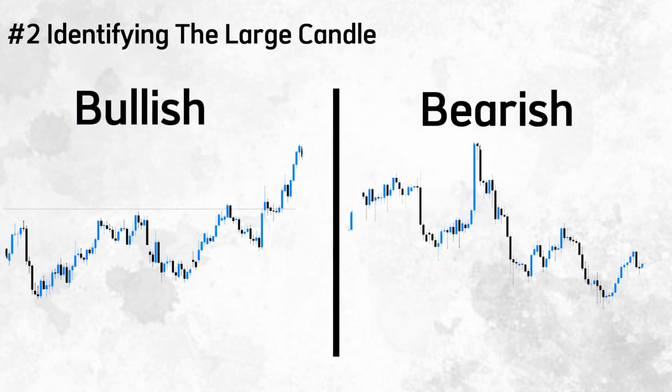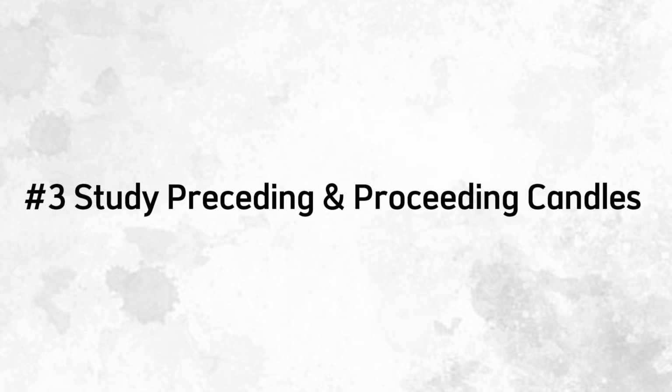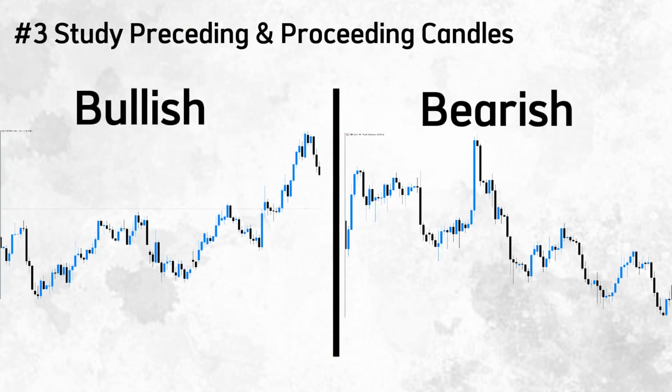Step 2. Identify large candle. Once you have determined the trend, next step is to find a large candle with large body and small wicks. If market is in bullish trend, we look for strong bullish candle with most body range, while in bearish trend, we look for large bearish candle with most body range. Step 3. Study preceding and succeeding candles. Once you have identified one large candle, now study the one candle before it and the one candle after it. Both of these candles should have such a structure that their bodies should not overlap the body of middle candle, thus confirming a fair value gap between the wicks of first and third candle.